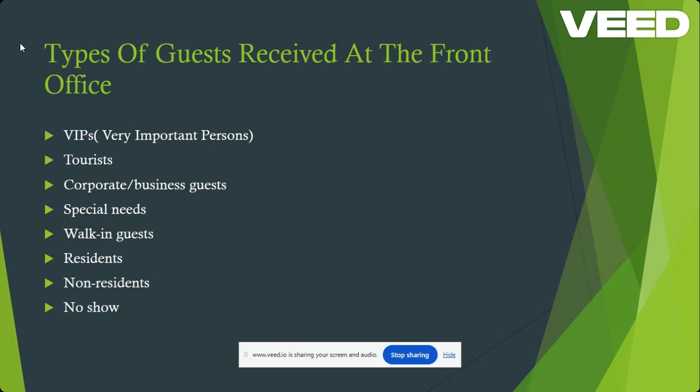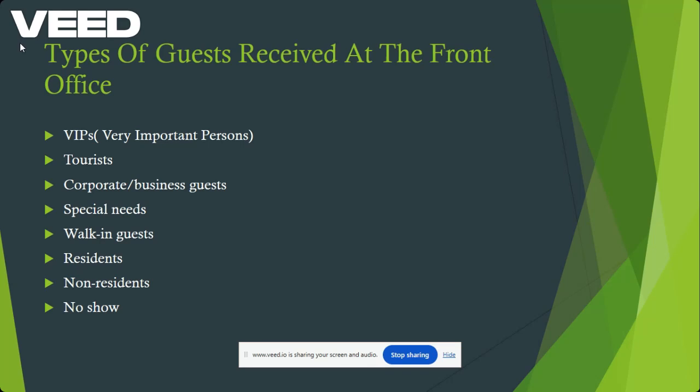So we also have the special needs guests. These are people who have special needs, like the elderly, those who are handicapped in one way or the other. They may require special services like assistance to their room, transportation of their items, and being escorted to their room. Some may be visually impaired, physically challenged, or have a hearing impairment. So these are the special needs guests that we receive.